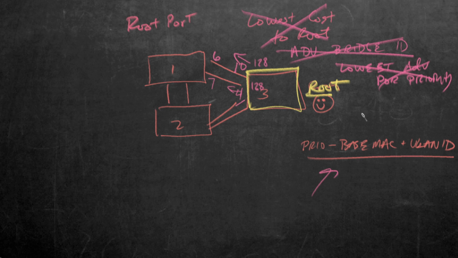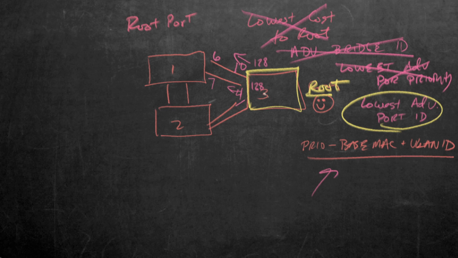It's like, well, these are both the same cost, 6 and 7. The advertised bridge ID coming down from switch 3 is the same. It's the same bridge ID of the upstream switch, which is the root in this case. And the priority is the same. 128 here, 128 here. Now what? Then it's the lowest advertised port ID.